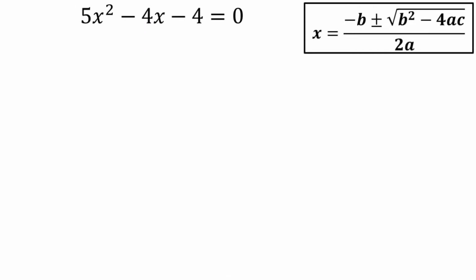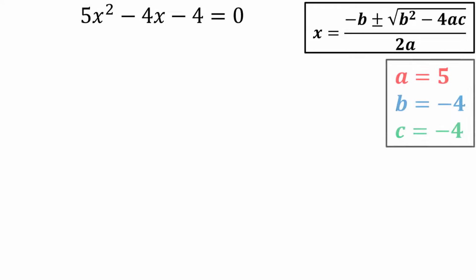Okay, let's try another problem. We have 5x squared minus 4x minus 4 is equal to 0. You can try if you want, but this will not factor. We are stuck with the quadratic formula. A is equal to 5, b is equal to negative 4, and c is also equal to negative 4.